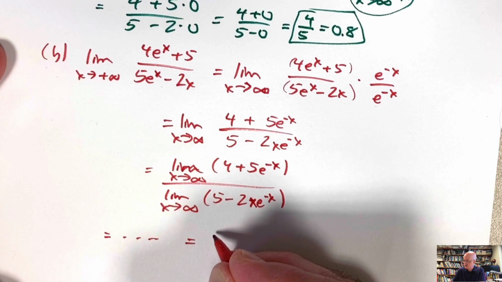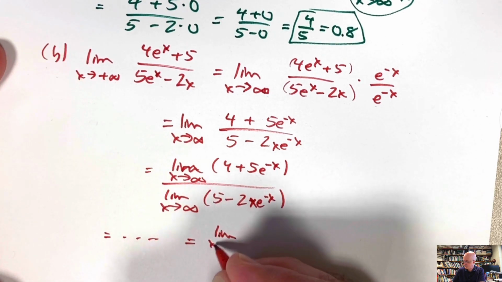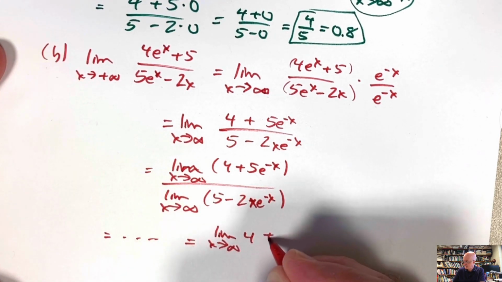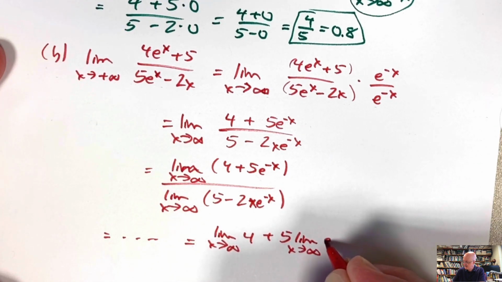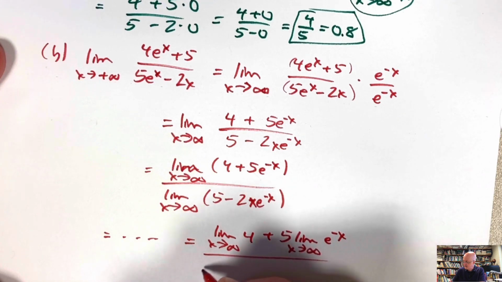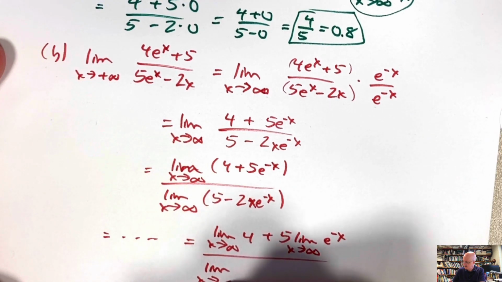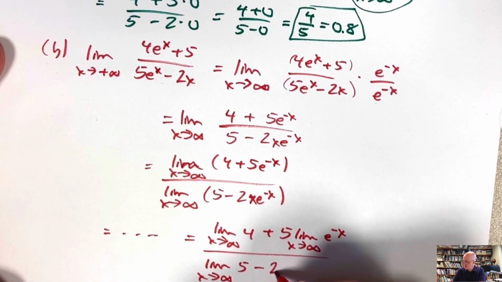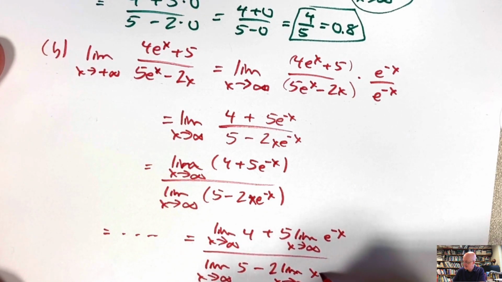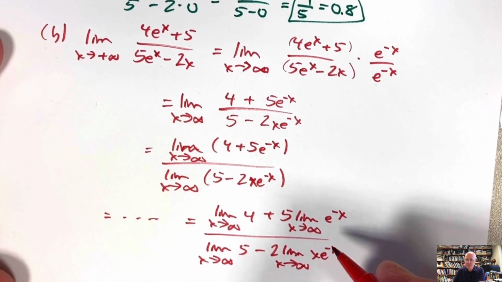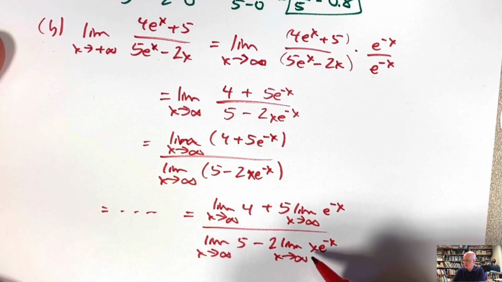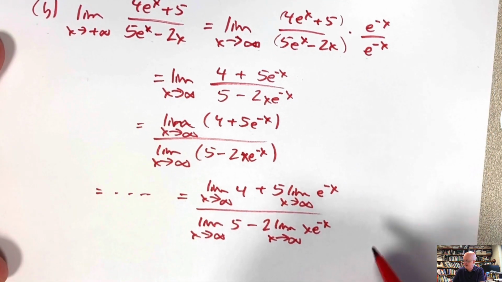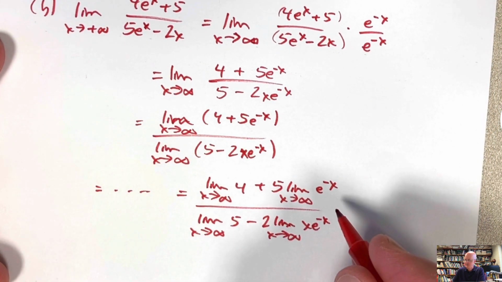Ultimately, you're going to get to the limit as x goes to infinity of 4 plus 5 times the limit as x goes to infinity of e to the negative x, divided by the limit as x goes to infinity of 5 minus 2 times the limit as x goes to infinity of x times e to the negative x. I can factor out constants, but I can't factor out that x because I'm letting x change, so you can't factor something out that's not a constant here. These limits, what are they?